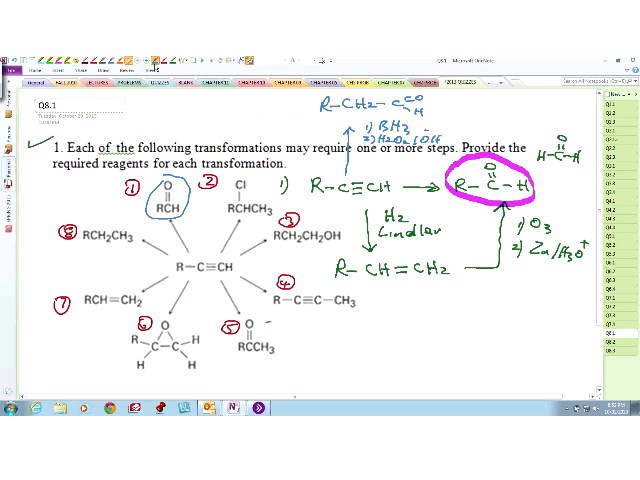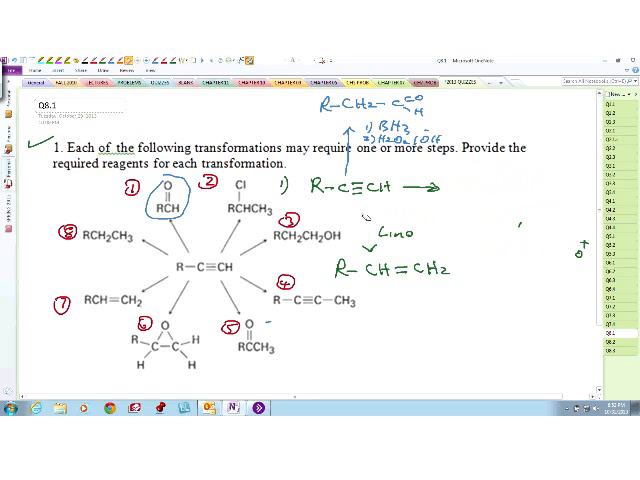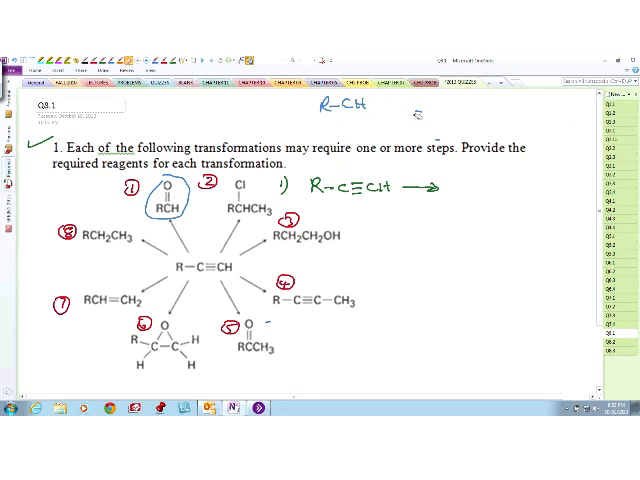Let us do, that is number 1. Let's go to number 2. So in this particular set of reactions, not only do you have to know what the reagents do, you also now begin to put together a series of reactions. So that is why you have to really think very critically. Okay, so let us do number 2.